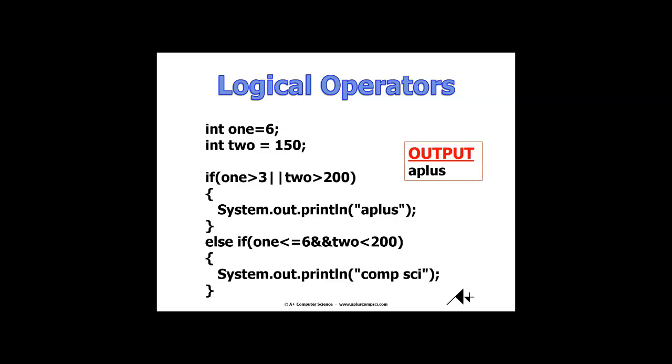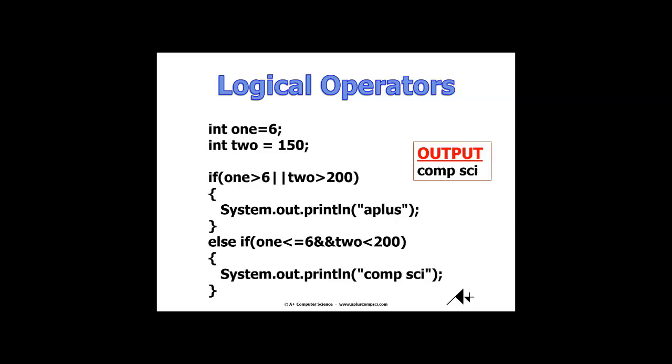So with an or, either one can be true. With the and, they both have to be true. So if my if condition failed and it went to the else if, then 1 would have to be less than or equal to 6, and 2 would have to be less than 200. Okay, and so we'll play with this code in just a second to make sure that you're totally on board with what's going on here.